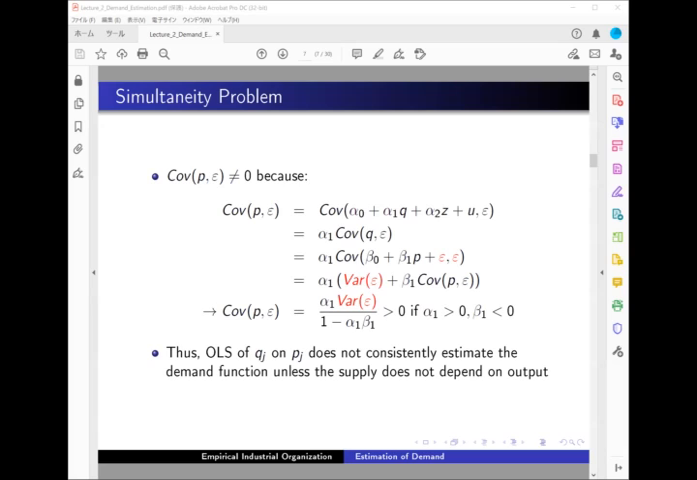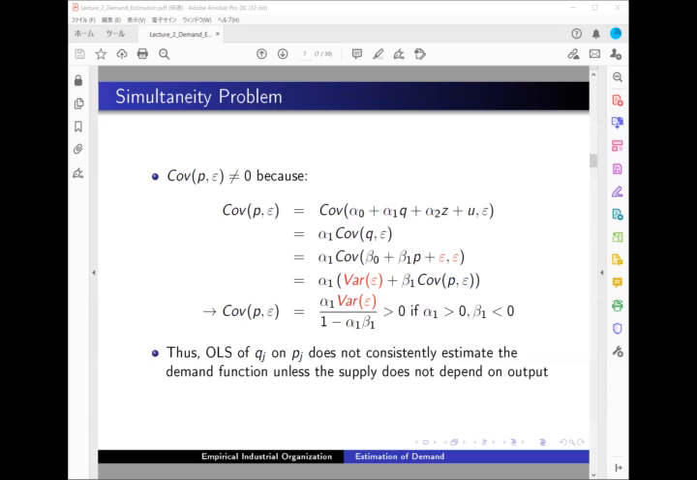Let's first see that the OLS of quantity on the price does not allow us to recover the demand coefficient beta 1, given the demand and supply interaction. To see this, let us consider the covariance between the price and unobserved demand in the demand equation. If these two variables are uncorrelated, then the OLS of quantity on the price consistently estimates beta 1, and non-zero correlation implies that OLS does not consistently recover beta 1.